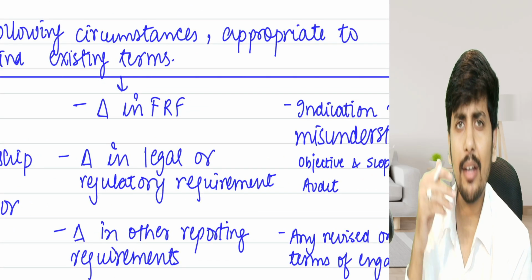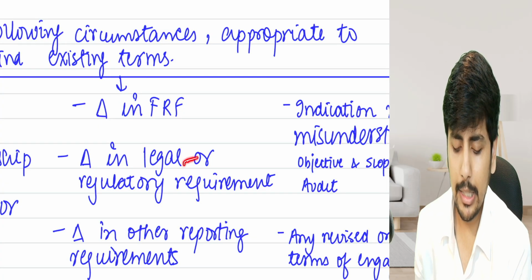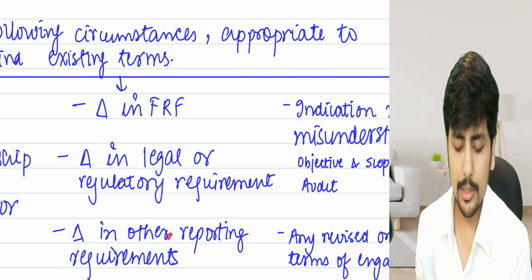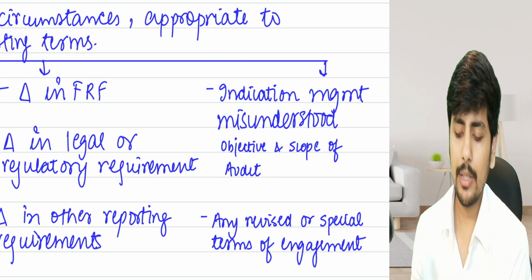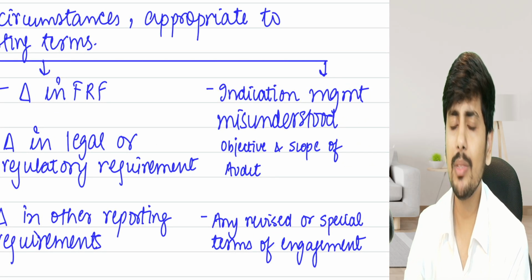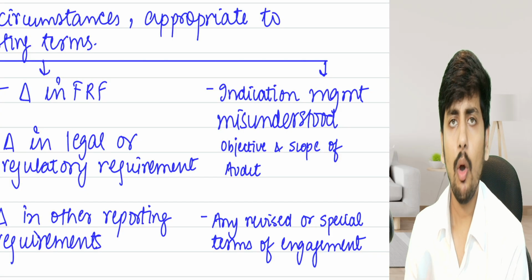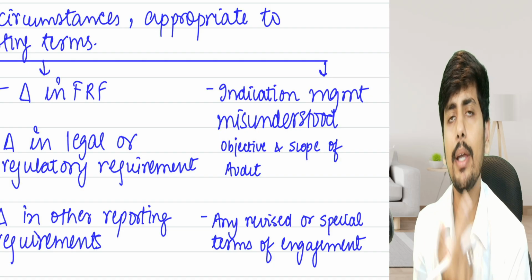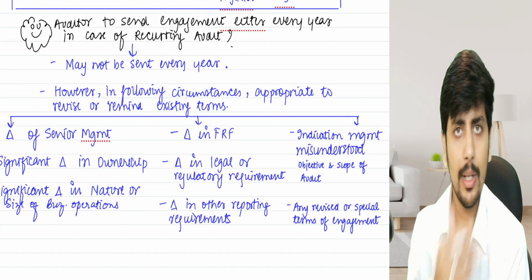Then 3 points are related to some legal requirement: change in applicable FRF, change in legal or regulatory requirement, and change in other reporting requirement. And 2 points are general. There is an indication that management may have misunderstood the terms and conditions, and you may need to revise some terms, or you need to add some special terms in your audit engagement. Then revise your engagement letter.